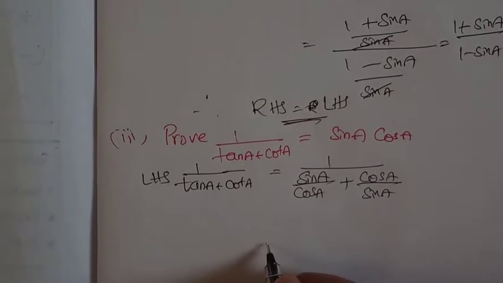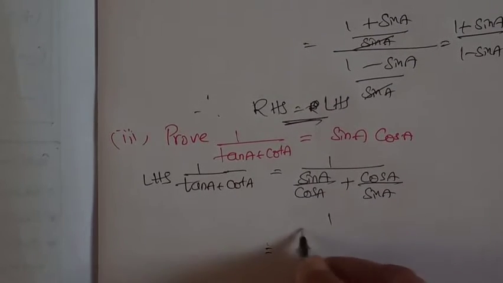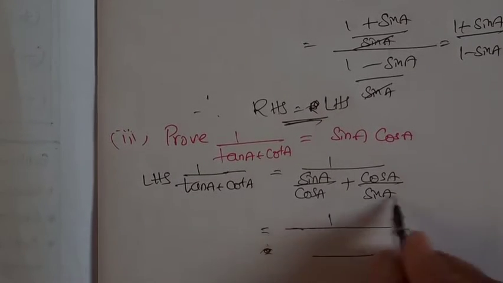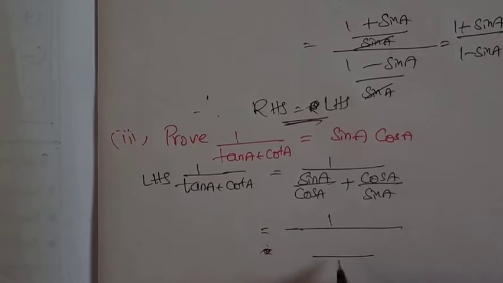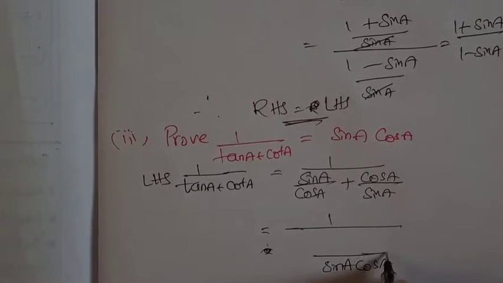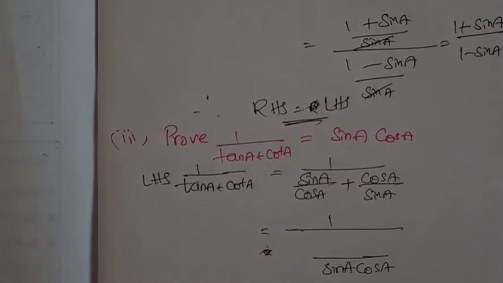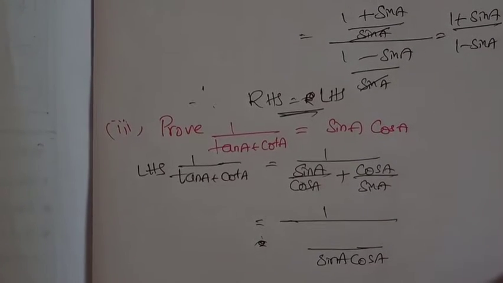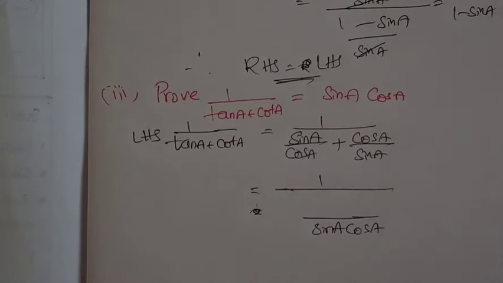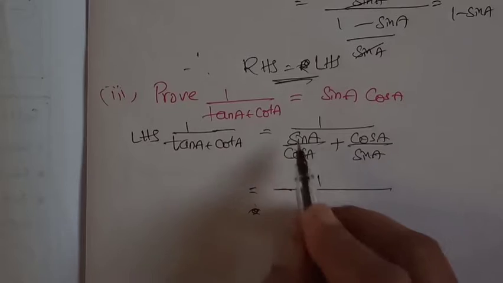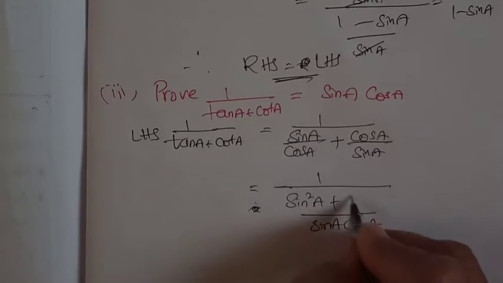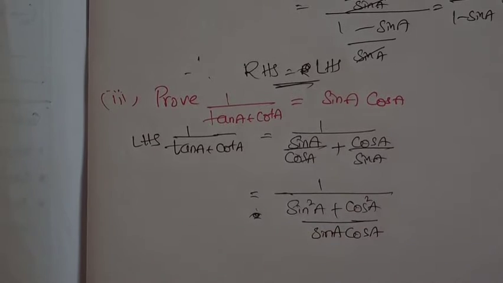Okay. Next again, in the denominator, the LCM: cos A into sin A. Both are co-primes. Co-primes in the sense, I am saying about the LCM by the product method, okay? So now sin A into sin A, sin square A. Cos A into cos A, cos square A.